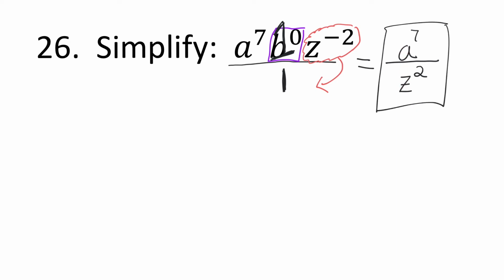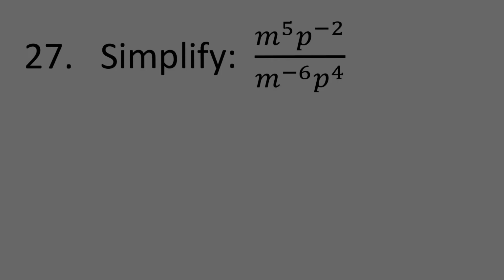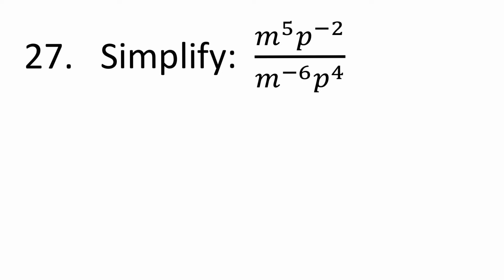So the answer is a to the 7th over z squared. For number 27, again, you have an expression with the fraction m to the 5th power times p to the negative 2 squared, over m to the negative 6 on the bottom, and you have the t to the 4th. Well, first of all, we need to move those negative exponents to the other side of the fraction.